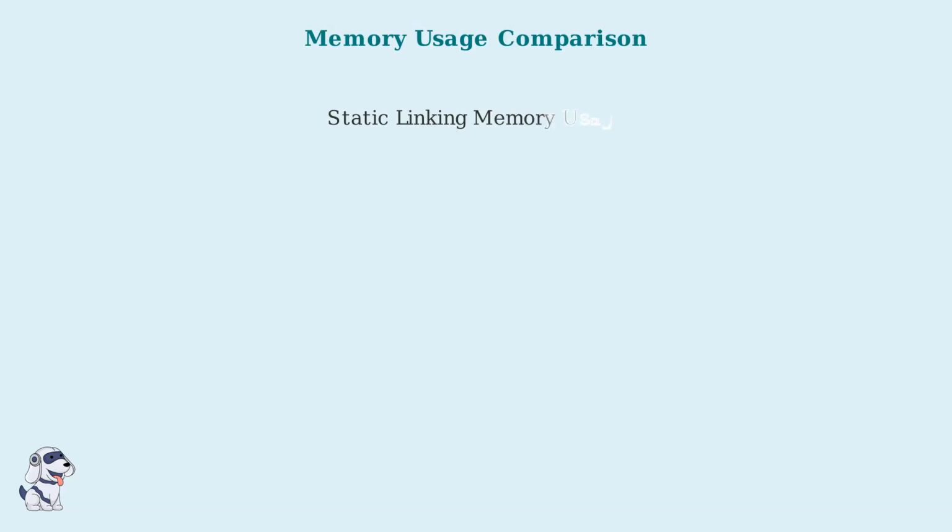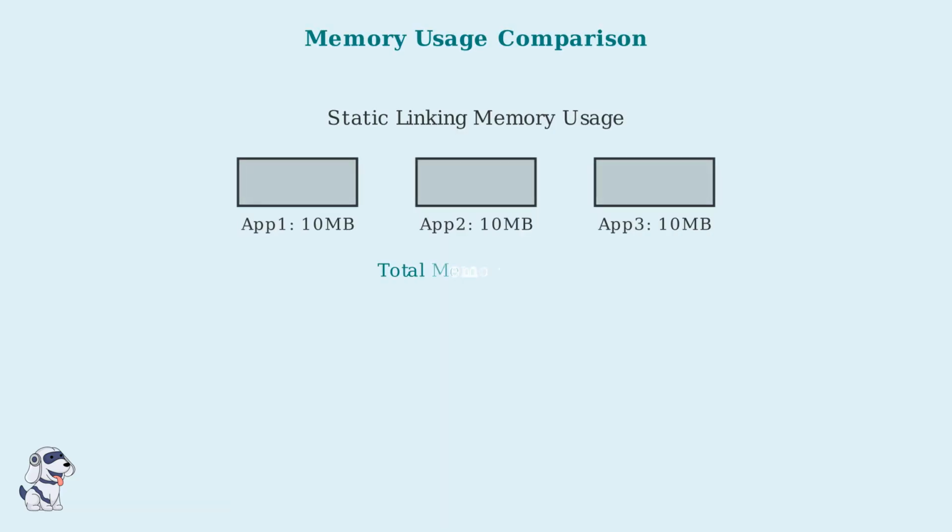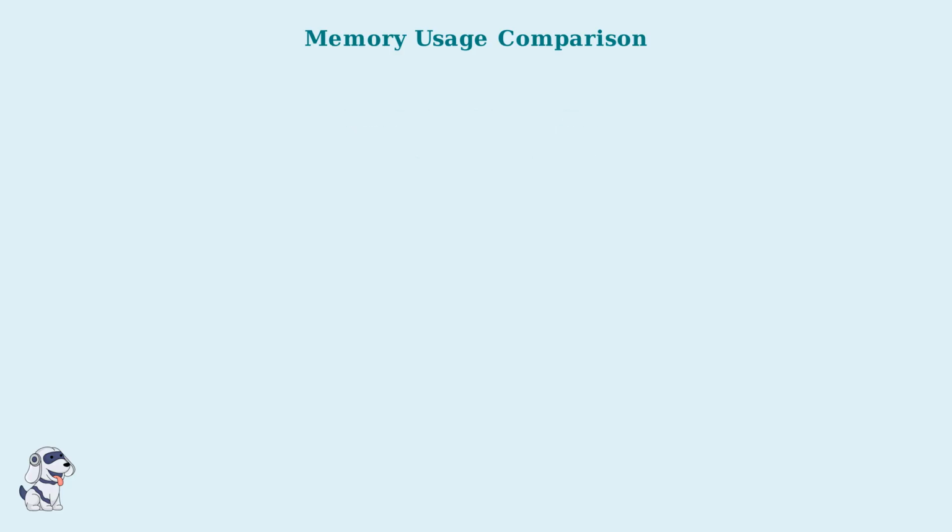Static linking can waste memory when multiple applications duplicate the same library code. Each app contains its own complete copy of the library, leading to inefficient memory usage. Dynamic linking allows sharing libraries across multiple applications, saving significant memory resources. Only one copy of the shared library exists in memory, which all apps can access.